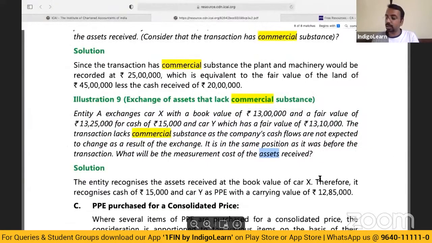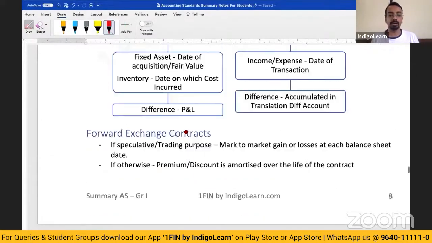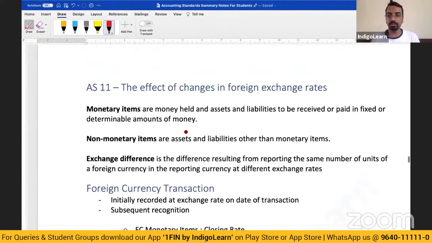So this is the thing for property, plant and equipment. We'll have a follow-up session on Monday where we'll be covering AS11, AS12, AS13 and AS16, and we'll also be picking up a couple of past exam question papers and we'll try to solve them, or at least have an idea of how to solve them in the examination situation.